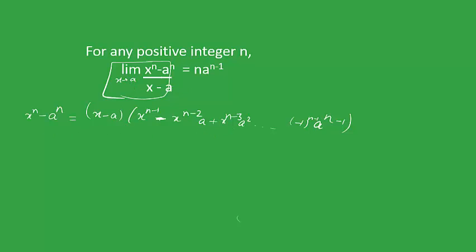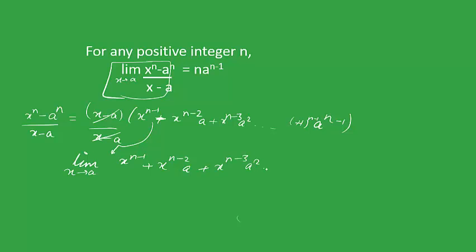To find the limit of this expression, we'll divide both sides by x minus a, and as x is not equal to a, we can cancel this expression. Then we'll have x to the power n minus 1 plus x to the power n minus 2 into a plus x to the power n minus 3 into a square, and so on till a raised to the power n minus 1. We have pluses here; I was mistaken earlier.